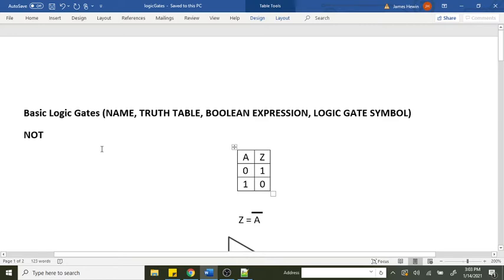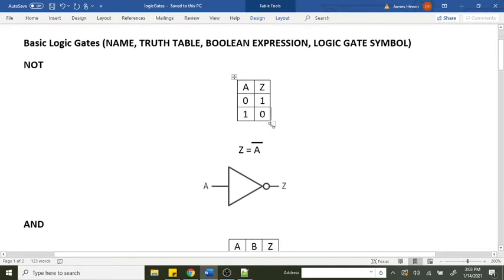Sometimes you may hear of this referred to as an inverter. And that's exactly what it does. So the NOT gate, the truth table for that, I've got the input here on the left column, the output on the right column. And you can see that when the input is a 0, the output is a 1. When the input is a 1, the output is a 0.